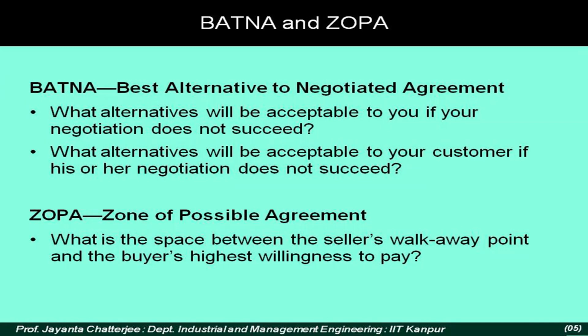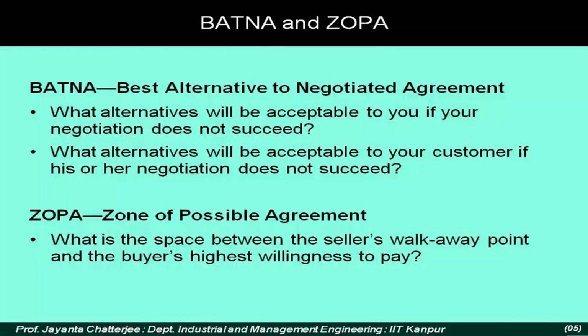And just like you have to understand what alternatives will be acceptable to you, you should understand what alternatives will be acceptable to your customer if their side will not succeed, then where are you? Obviously that leads us to the next concept, which is ZOPA, zone of possible agreement.